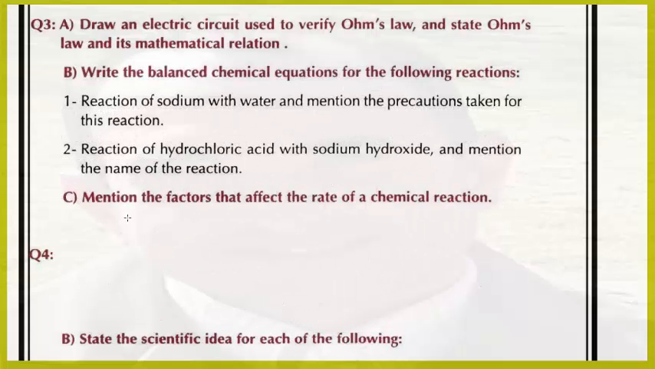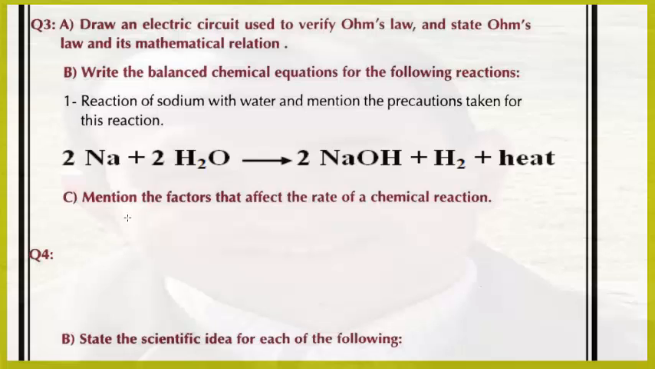Write the balanced chemical equation for the following reaction. Number 1, reaction of sodium with water, and mention the precaution taken for this reaction. 2Na plus 2H2O form 2NaOH plus H2 plus heat. We must use a small piece of sodium.